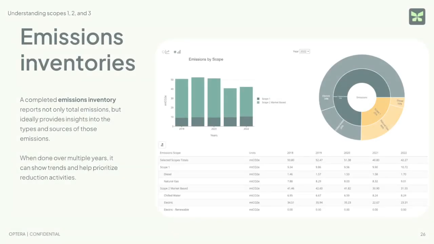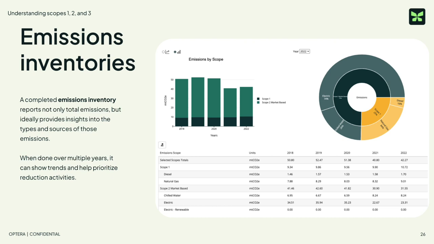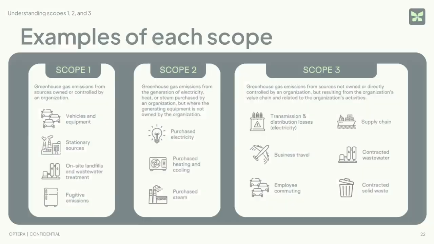When an organization is able to inventory its emissions, broken down by the three scopes, it will gain insights into the types and sources of those emissions. Multiple years of inventories can show trends and help prioritize emissions reduction activities. So remember, when conducting an inventory, an organization should consider the three emission scopes.